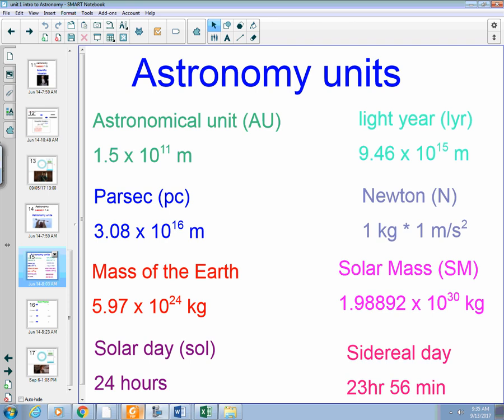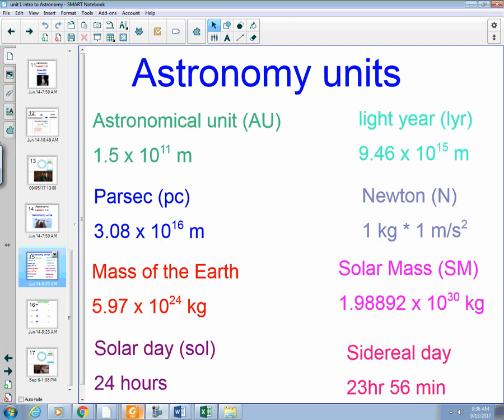We have a parsec, fun term here. We have mass of the Earth. We have a solar day, known as a sol, 24 hours in that. That is for one complete rotation. We also have a sidereal day, which is 23 hours and 56 minutes, and that accounts for our position, so how we determine day and night here. So there's a little bit of a change which occurs with our sunrise and sunset times.